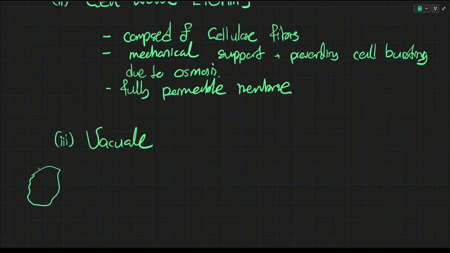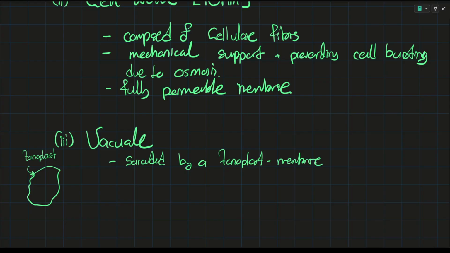If this is your vacuole, this is your vacuole membrane. This vacuole membrane actually has a specific name. We call it the tonoplast. So the vacuole is surrounded by a tonoplast. That's the way I pronounce it. Simply a membrane. Nothing fancy.